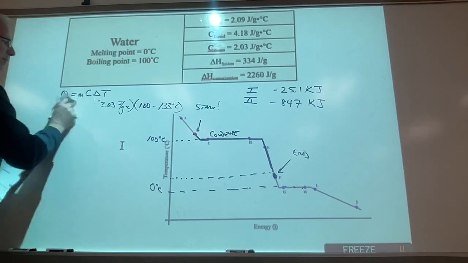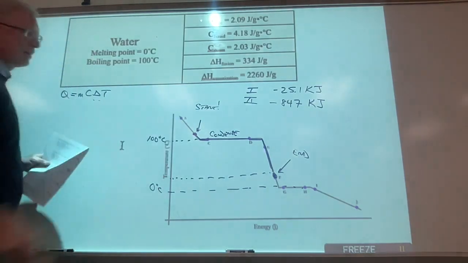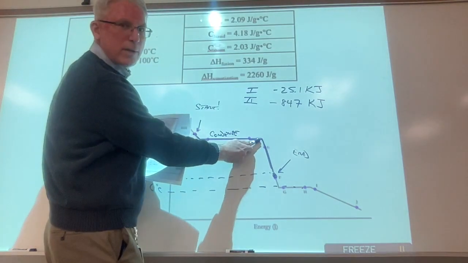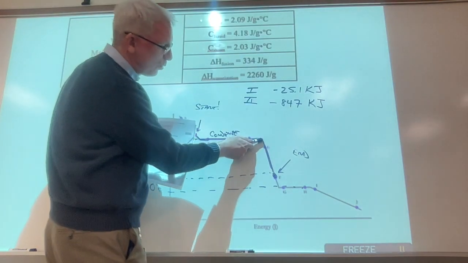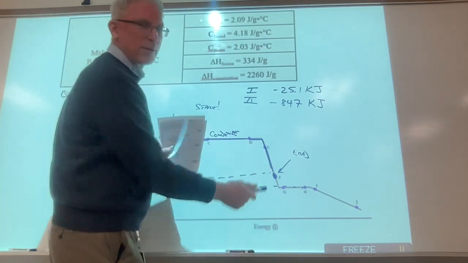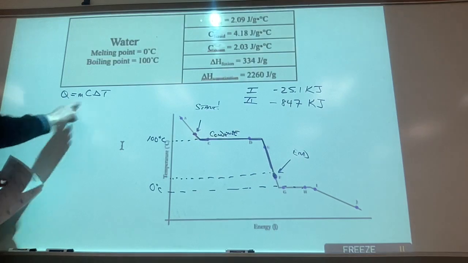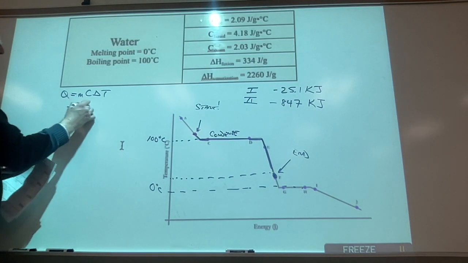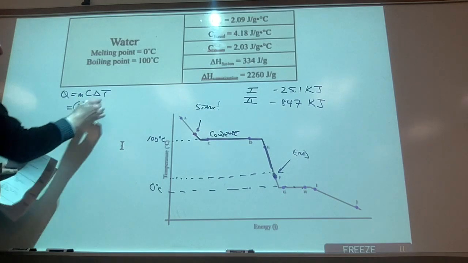And now we have to do the third spot, the third step in this whole process. So let's clear ourselves some room here. So now what we're gonna do is we're gonna go from here, where we are completely liquid, and we're gonna cool that liquid down to the end. This is a slanted part of the graph, so we're gonna go back to our Q equals MC delta T. We've still got 375 grams.